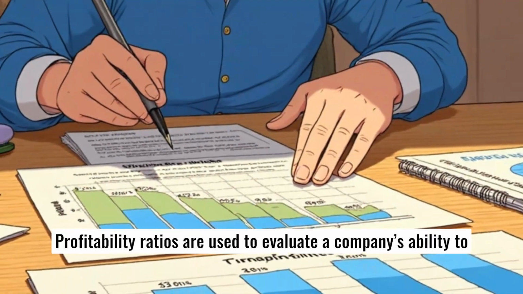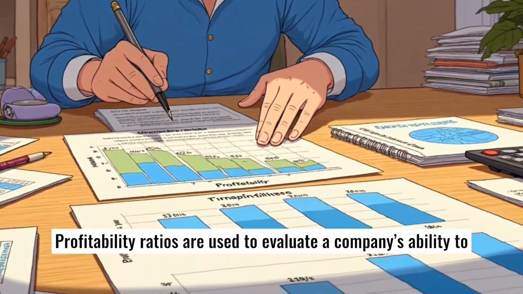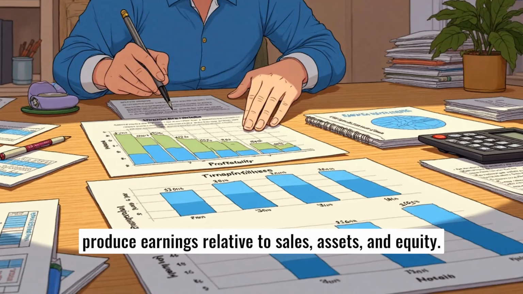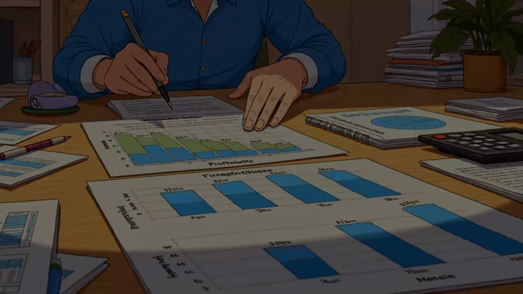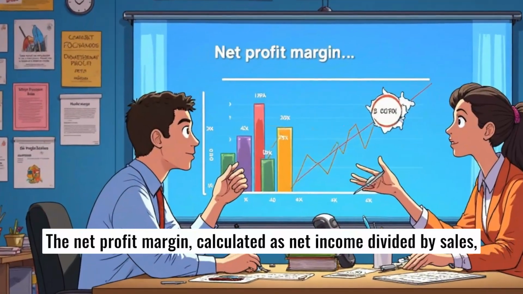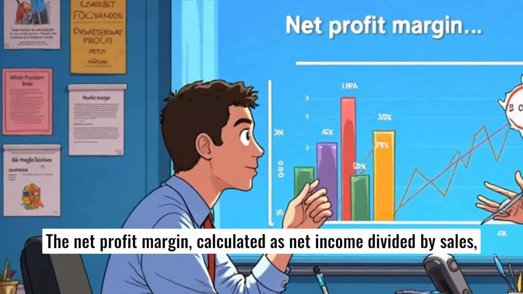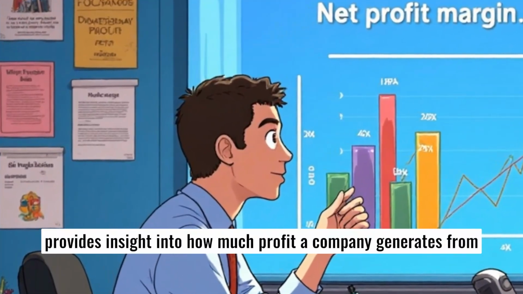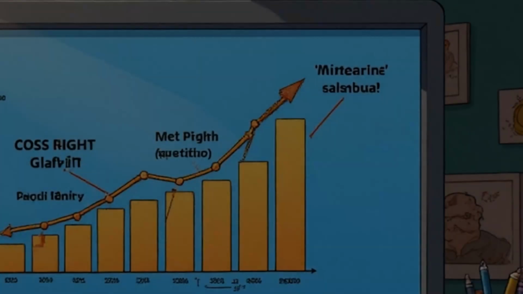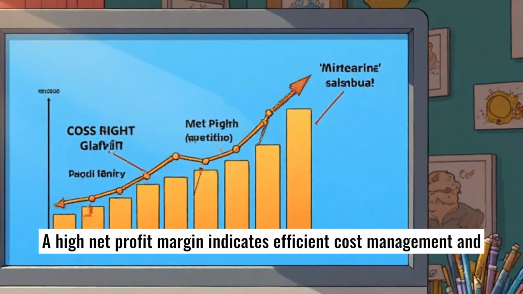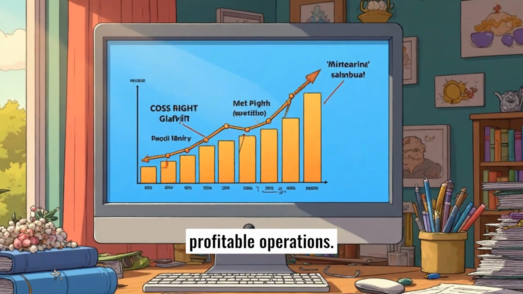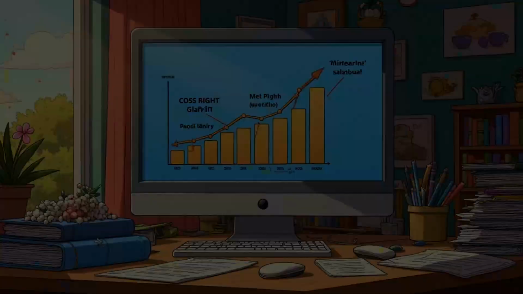Profitability ratios are used to evaluate a company's ability to produce earnings relative to sales, assets, and equity. The net profit margin, calculated as net income divided by sales, provides insight into how much profit a company generates from its revenues. A high net profit margin indicates efficient cost management and profitable operations.